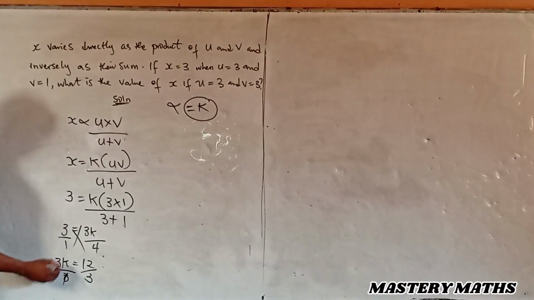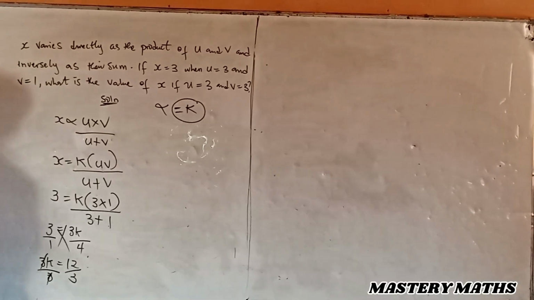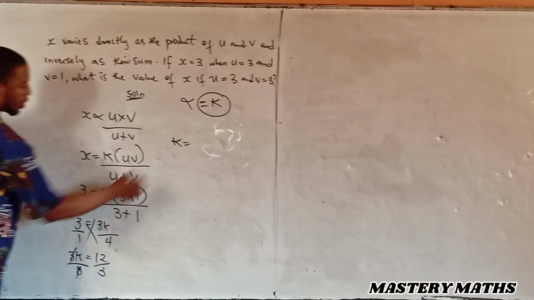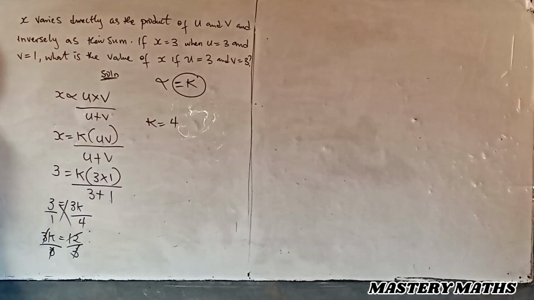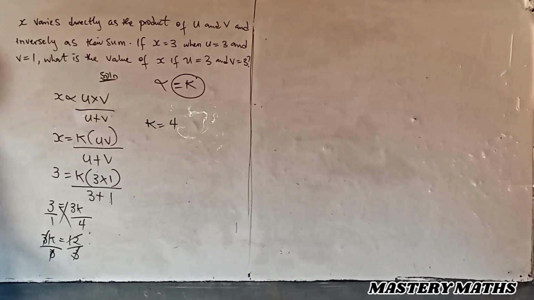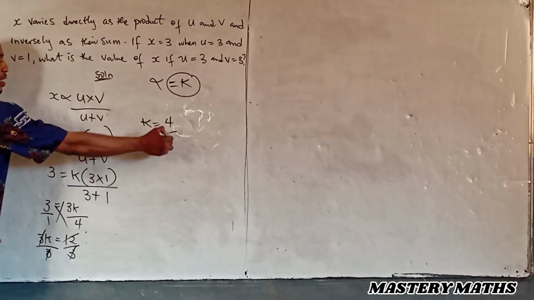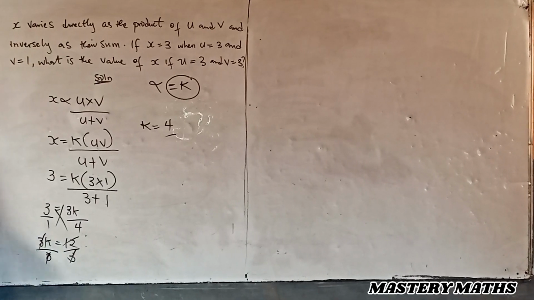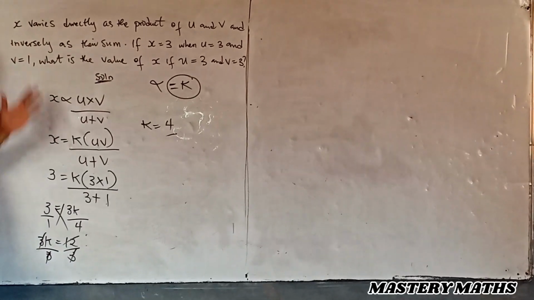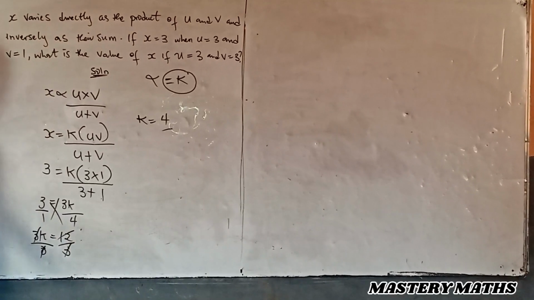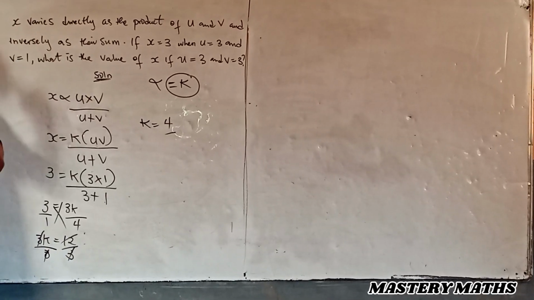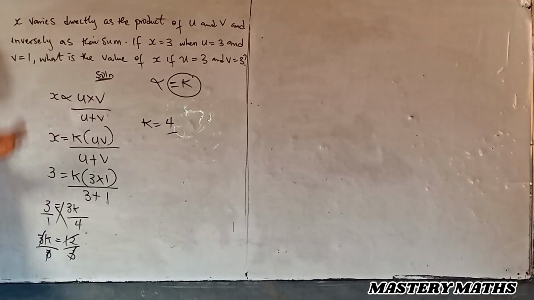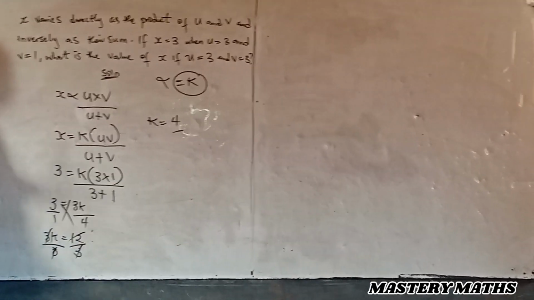3 cancels 3, so your k is equal to 4. So we've gotten our constant, which is the most important thing. We arrive at the constant first. So whenever you're solving a variation topic, please, the constant is very important. Search for your constant first in anything you do before proceeding.